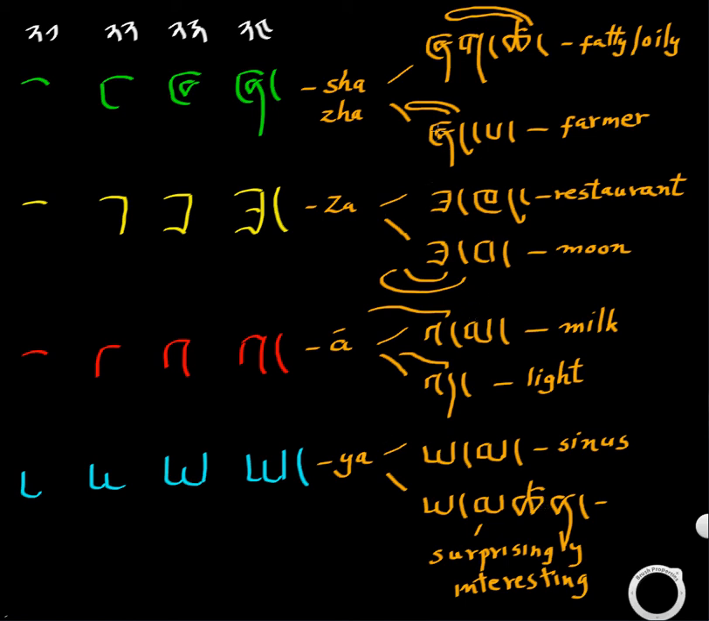Okay, so these are letters 21 through 24, and we have 2 examples for each of these. Okay, so we'll try to read it one more time, and the examples also. So this is sha, sa, ah, ya, and then the examples are shaka, shak, ta, kiguchi, shak, chi, meaning fatty or oily.